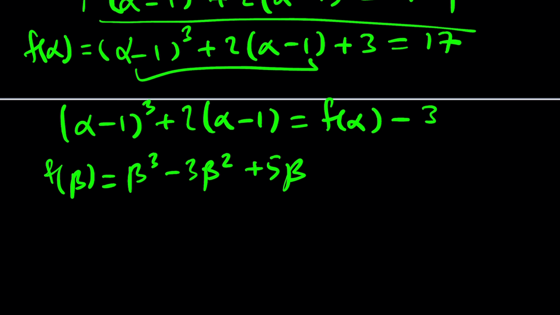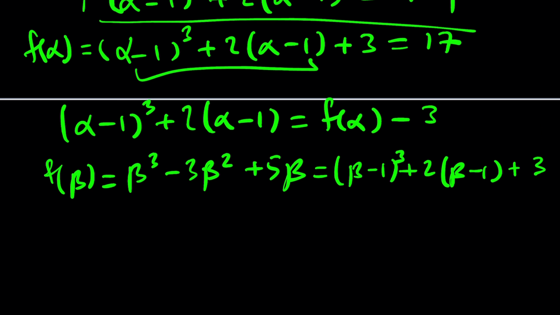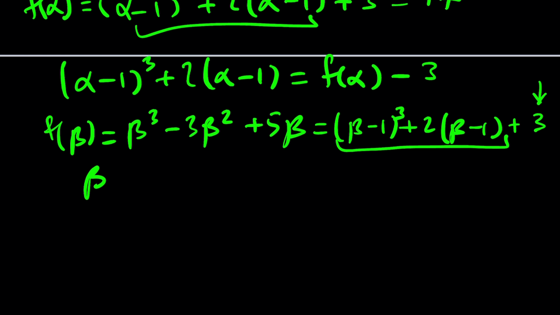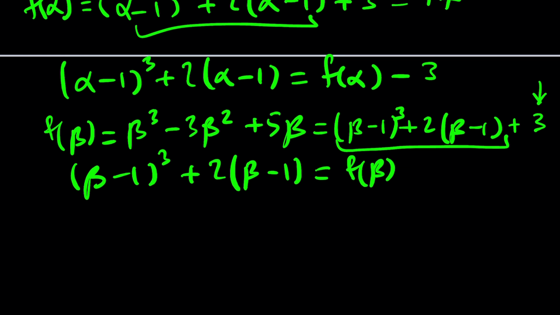And now after working this out a little bit, you should get something like this. Beta minus 1 cubed plus 2 times beta minus 1, just like alpha. But then you're going to have an additional 3 here. And this is the most beautiful part, because they both have the same leftover. So now this expression, and I'm going to erase this so that we can work with these two equations. Beta minus 1 cubed plus 2 times beta minus 1 is equal to f of beta minus 3.